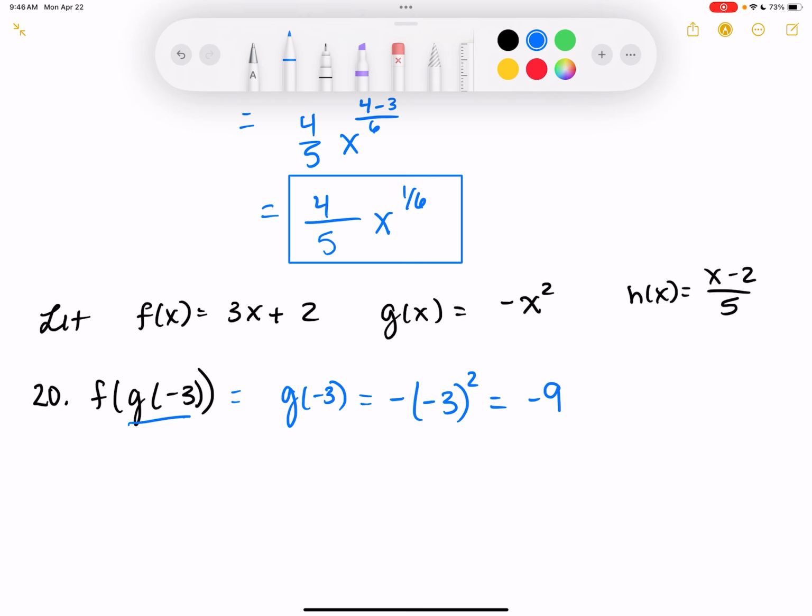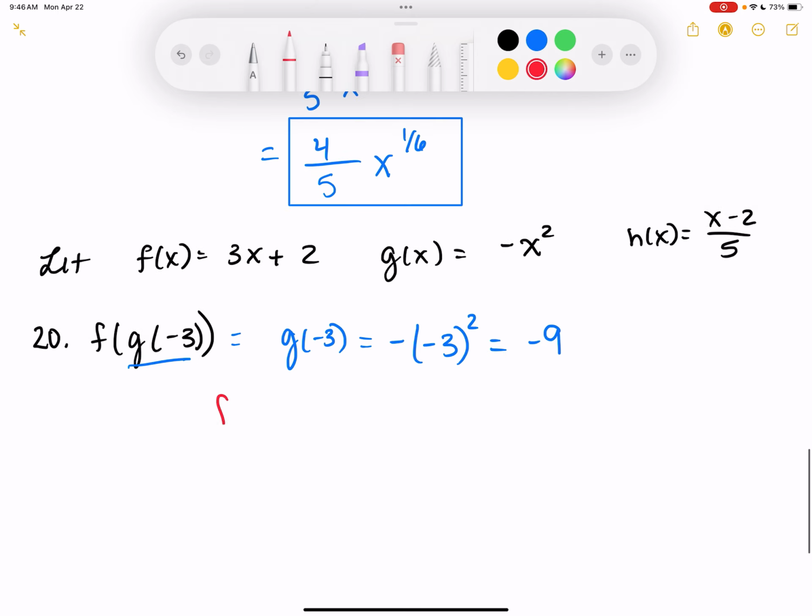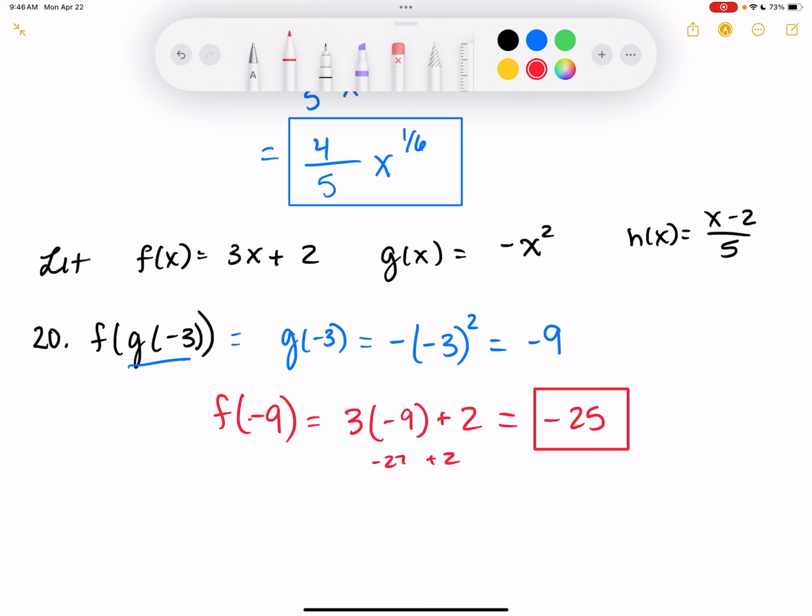Now the next piece is f of this new number, negative 9. So I'm going to plug in negative 9 for x here. This is going to be 3 times negative 9 plus 2. And what is that? Negative 25. Yep, because we've got negative 27 plus 2. These ones are much easier because there's a number to plug in, so there are never variables that we're dealing with. It's just plug in the number, super easy.